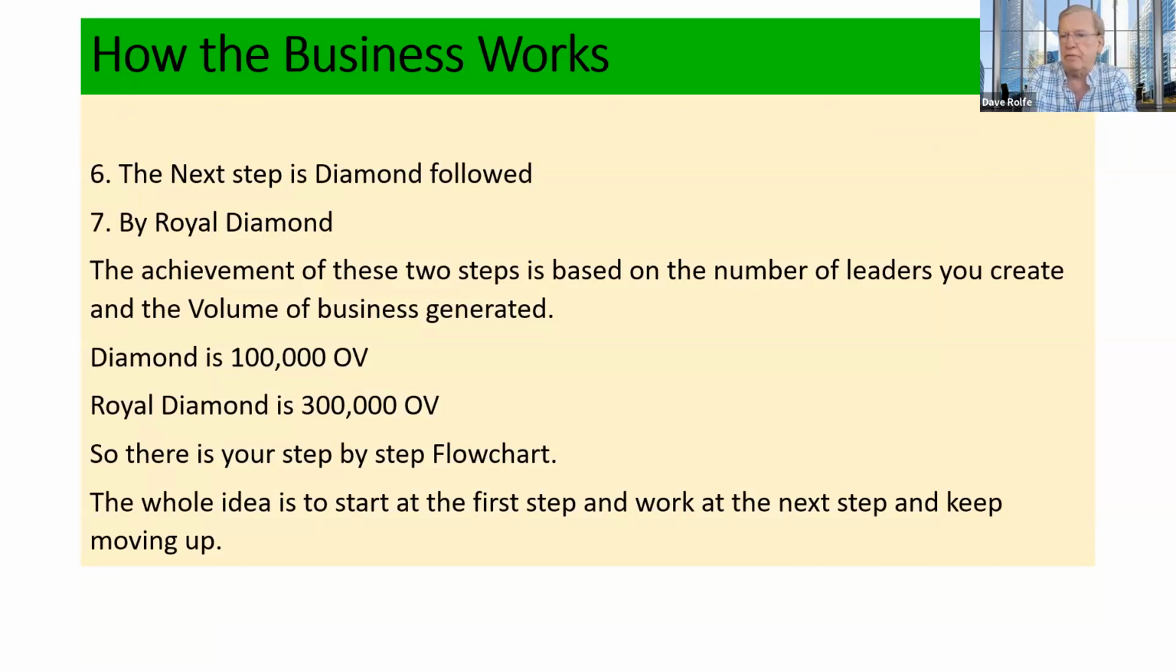Now, the achievement of these 2 steps is based on the number of leaders you create and the volume of business generated. A diamond requires 100,000 OV, and a royal diamond 300,000 OV, organizational volume. So you just piece it together by looking at those other charts, draw more circles and add more volume, and you can see how it adds up. It's pretty simple. It's not that difficult. So there's your step-by-step flow chart.